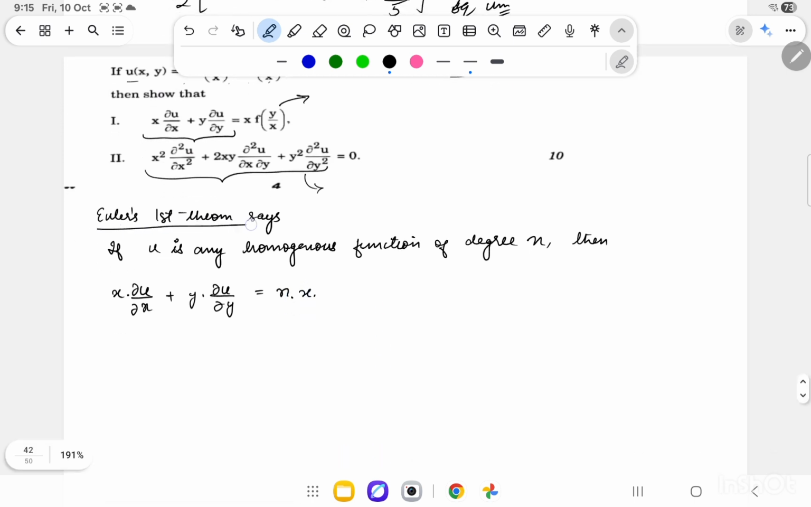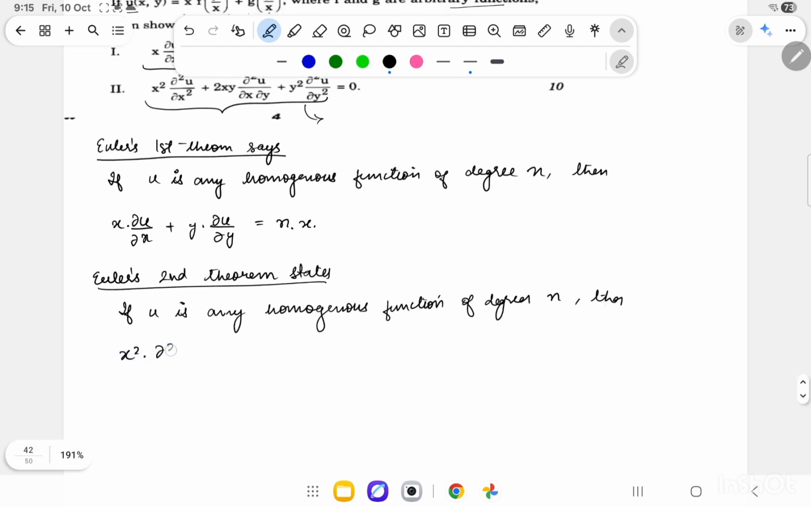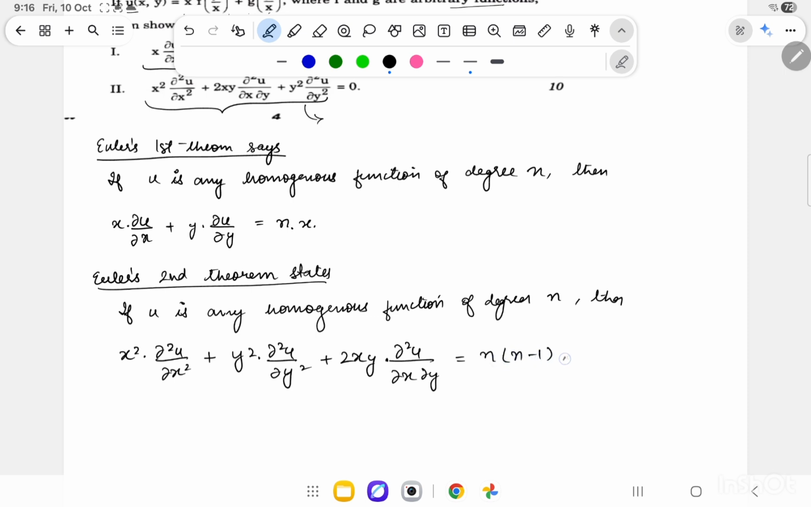And likewise Euler's second theorem states that if u is any homogeneous function of degree n, then x square del square u by del x square plus y square del square u by del y square plus 2xy times del square u by del x del y is equal to n times n minus 1 times u.